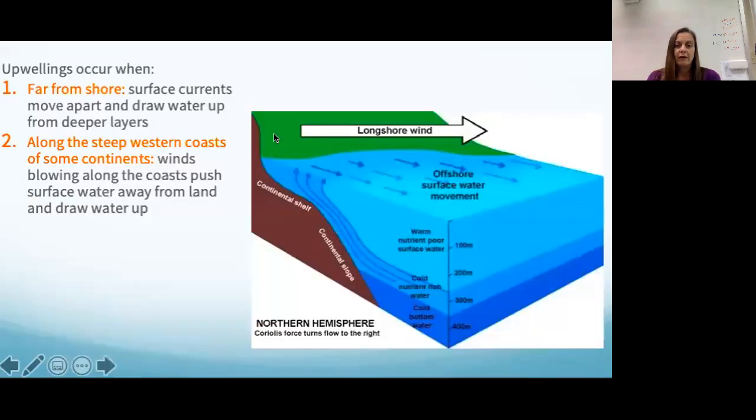So you can have this with a wind that is parallel to the shore, or you can have it out in the open ocean, and we'll talk about those as well. So along the edges of continents, winds blowing along the coast push that surface water away from the land and draw the water up from below.